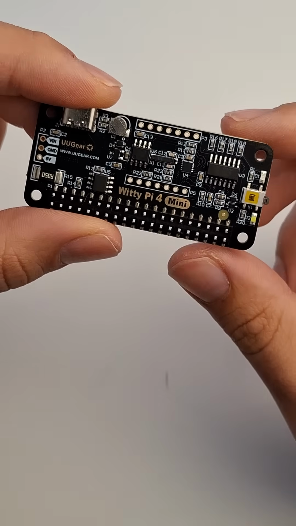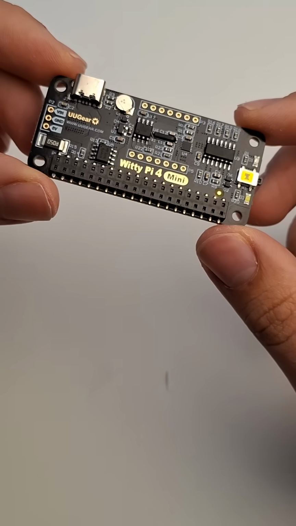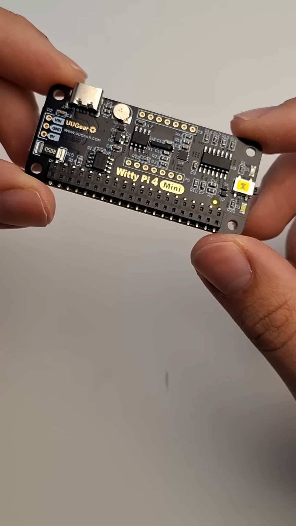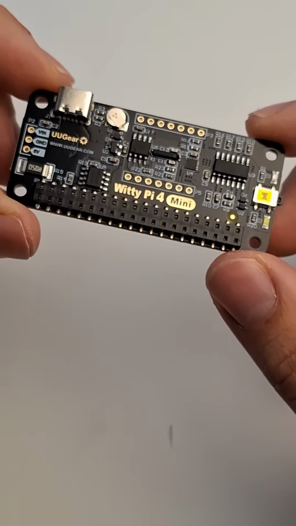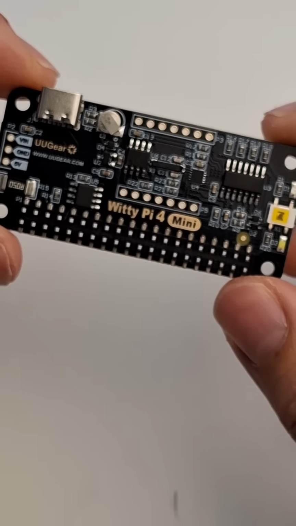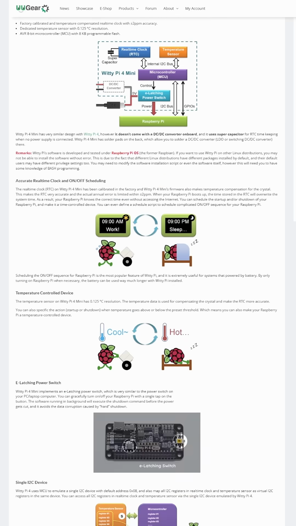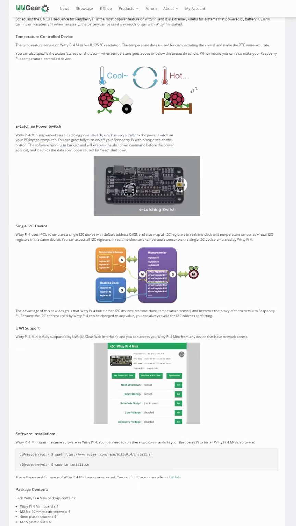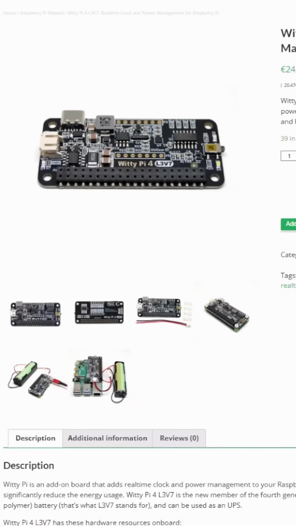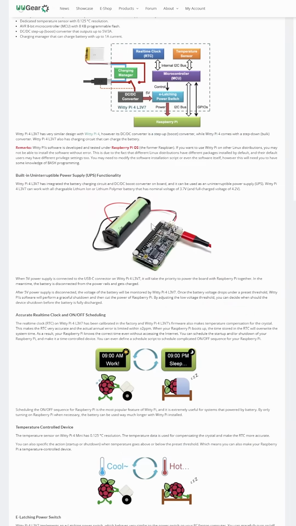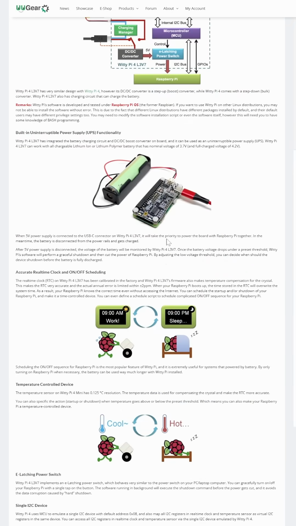If you're looking to deploy a low-powered device using a Raspberry Pi Zero, then the Witty Pi 4 might be for you. The Witty Pi 4 Mini and its cousin, the L3V7, are designed for and have the same form factor as the Raspberry Pi Zero boards and provide a range of functionality to support your Raspberry Pi projects. The L3V7 is designed to be powered by and charge a single-cell lithium polymer or lithium-ion battery.